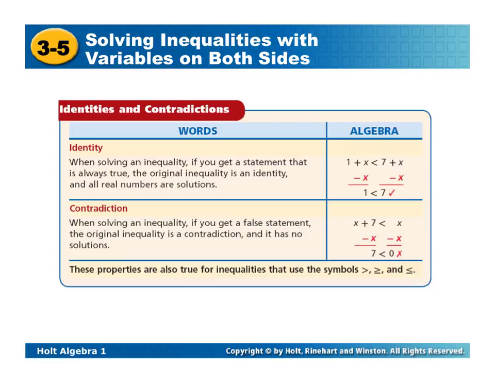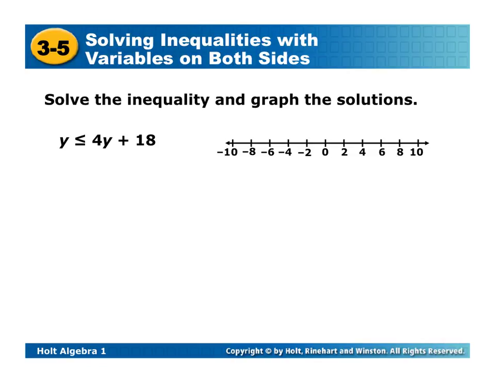So now we're just reiterating: if it's an identity, where the resulting inequality is true, all real numbers are solutions. It's a contradiction when the resulting inequality is a false statement, which means there are no solutions, and we can use that symbol, that circle with the slash through it. Why don't you go ahead and pause the video and try this one on your own.